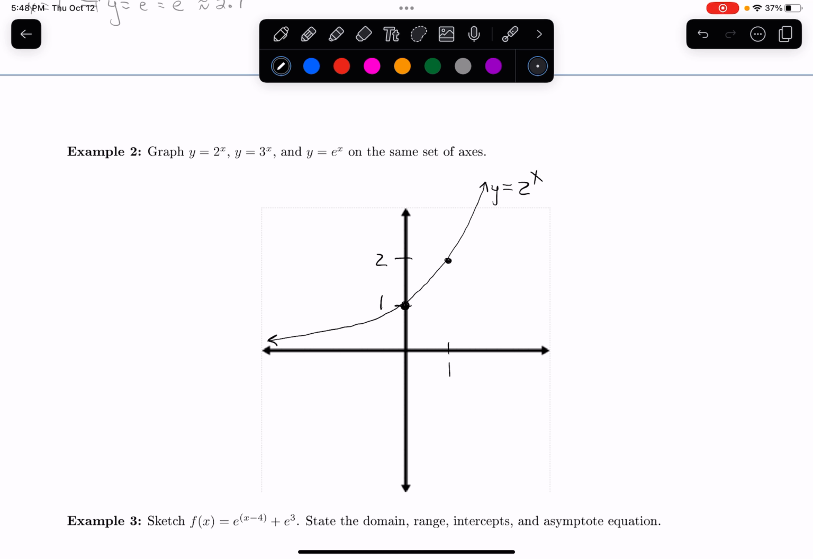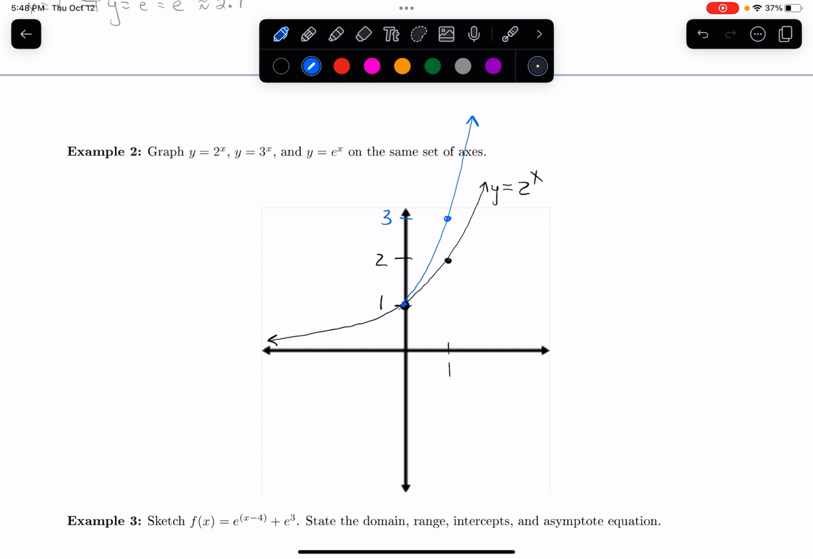And now in a different color, what about y equals 3 to the x? Well, if I plug in 1 for the x, 3 to the 1 is 3. So now my y value there is 3. I know it also goes through this point. So now it's just growing much more quickly.